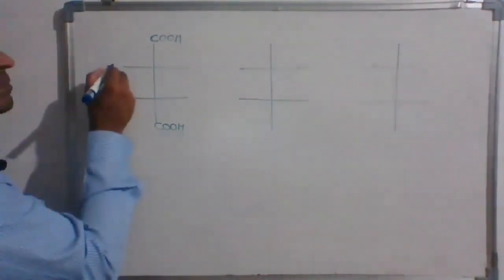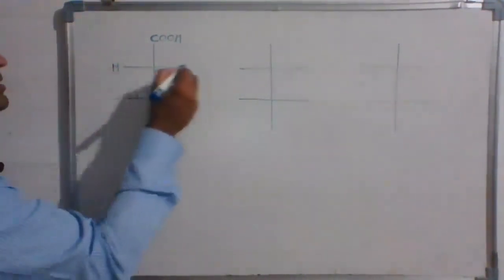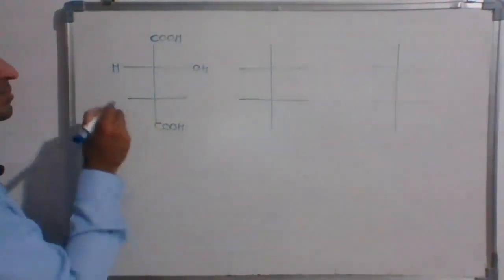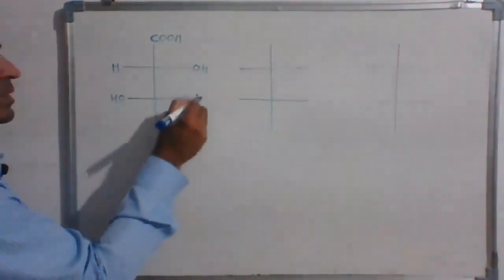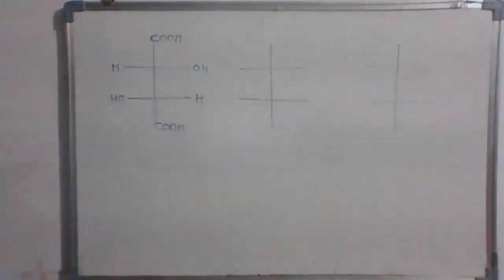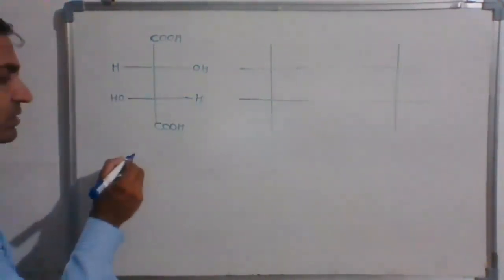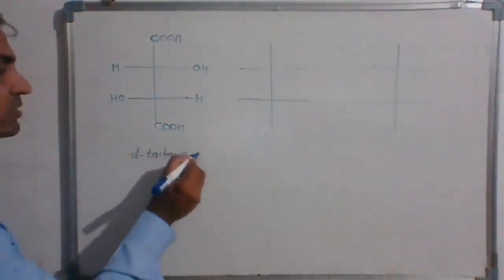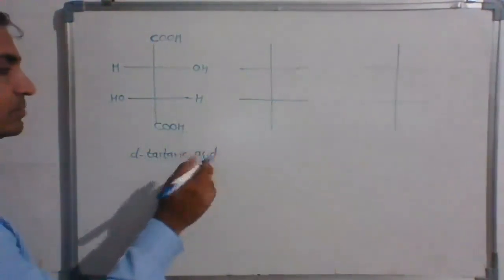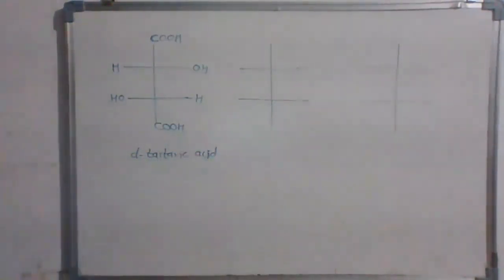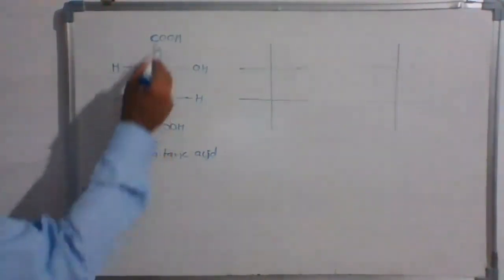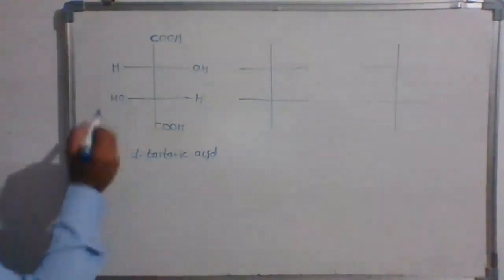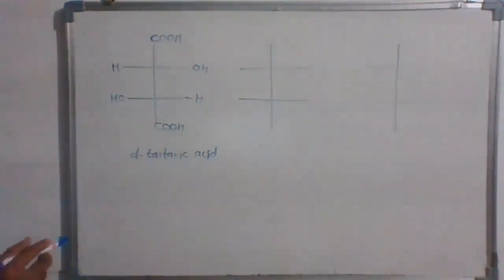Then, apart from this, there are H and OH, which are having such arrangement in the D isomer. This is D-tartaric acid. COOH at the top and bottom, H OH, OH H. This is the arrangement in D-tartaric acid.